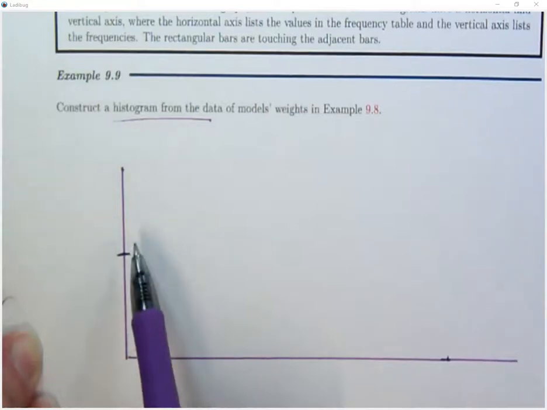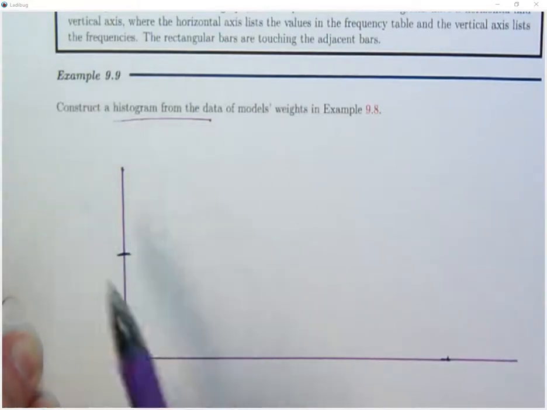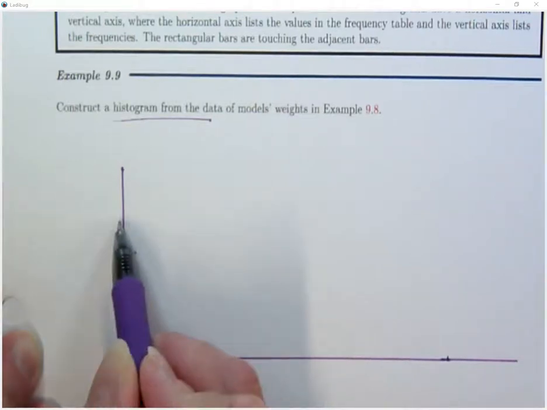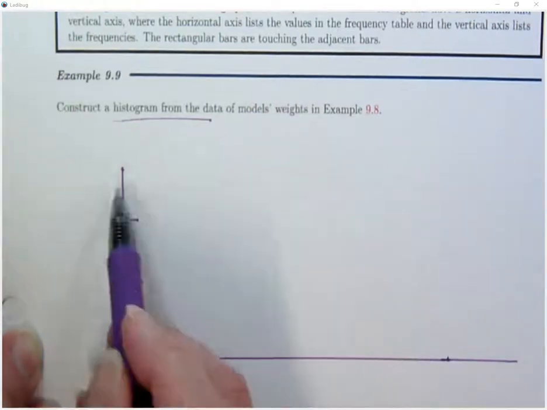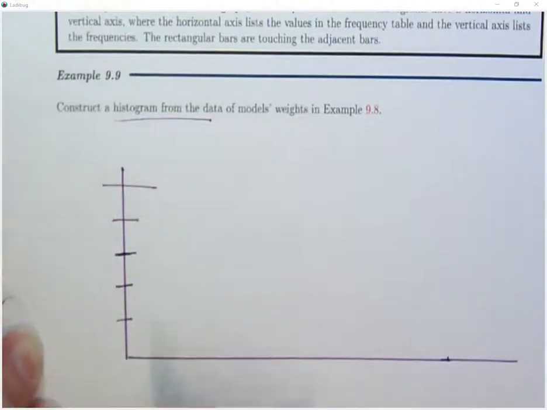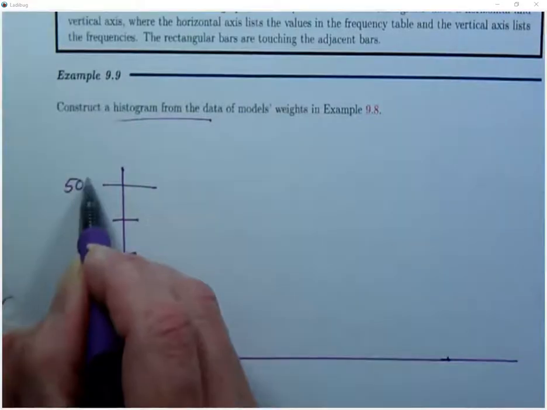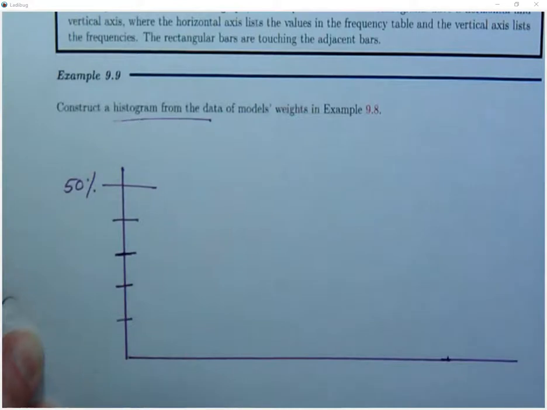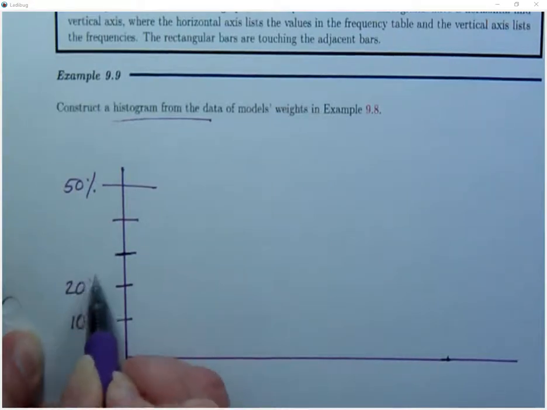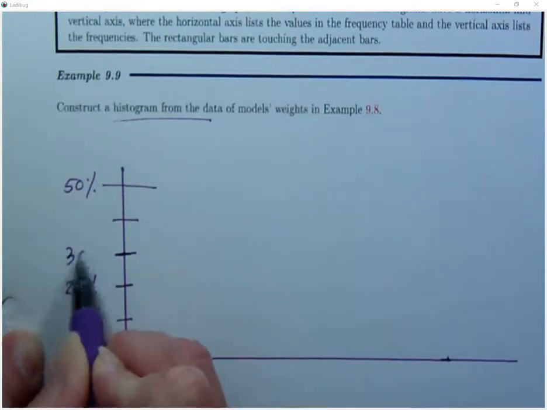If I look at my data, my highest percent is 25. So I think I want to go by 10, 20, 30, 40, and that's as high as I need to go. I could do 50% here. And I know this is 10 and so on and so forth. So I do need to label at least some of those.